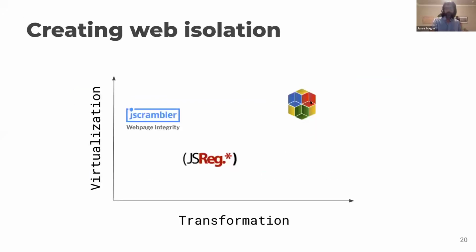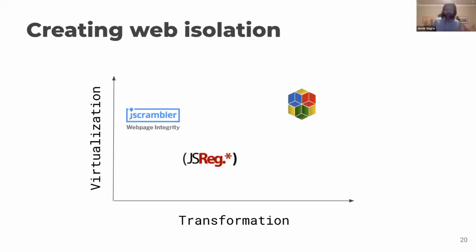It's hard to figure out a good way of visualizing this, but this is how I think about it. Roughly speaking, you can divide up the approaches for doing isolation into either things that are doing transformation, where you change the source code, or virtualization, where you change the environment.